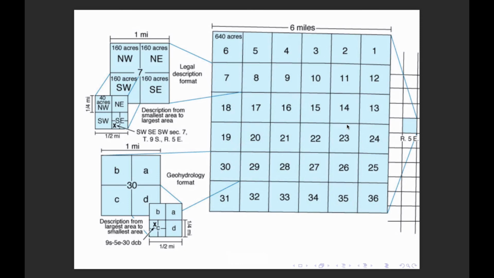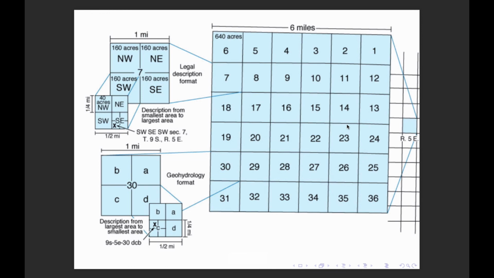Okay? And you're looking within the sections. And you're saying, okay, well, within this section, I want to use the northwest, northeast, southwest, southeast corner. Well, my farm is in the southwest. So I say in the southwest quarter of section 7. Okay? And then we say, oh, well, my farm is in the southeast corner of that southwest corner. And in fact, it's in the southwest corner of that southeast corner of that southwest corner. As you can see there, SW, SE, SW, section 7.